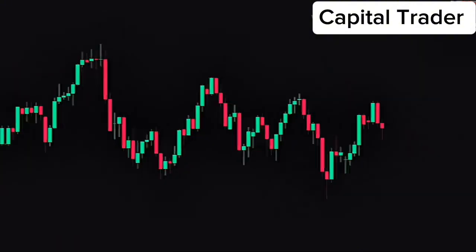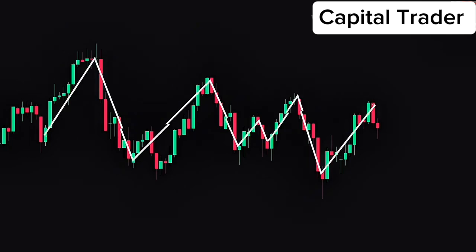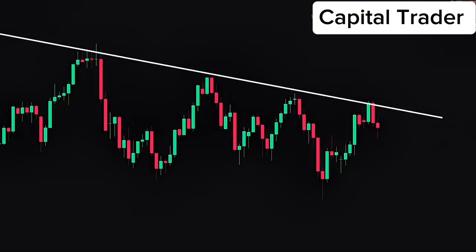Now, let's take the opposite case. In this chart, we can also see that the price is fluctuating, going up and down. However, this time when we draw a trend line, we connect the swing highs. Here, the trend line's slope is downward, meaning even though the price is going up and down, the overall market trend is downward.